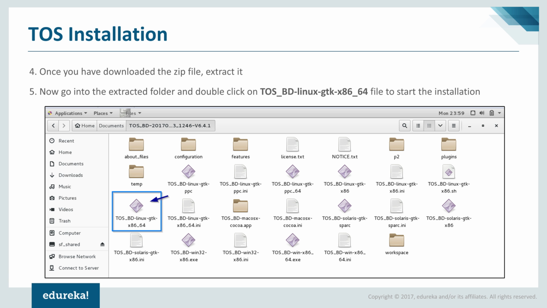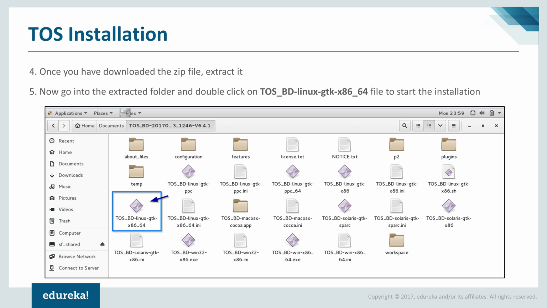Once your download is complete, you'll have your zip file downloaded here. Once you unzip it, you'll have executables for all the environments. If you're using Windows or Linux, you'll have the executables related to them. So you can launch the right executable as per your system requirement.